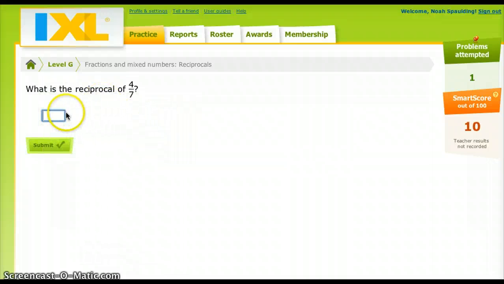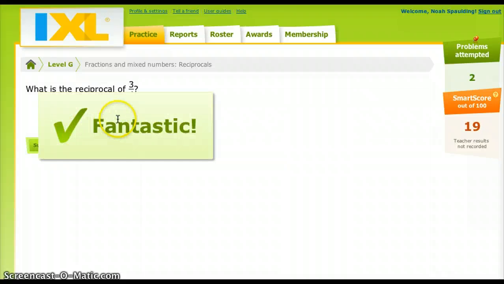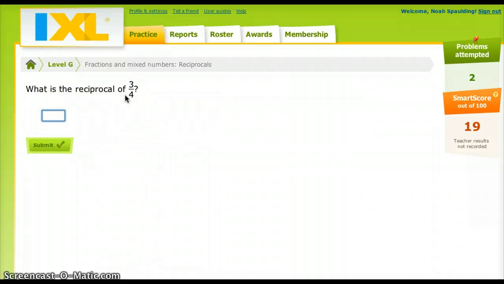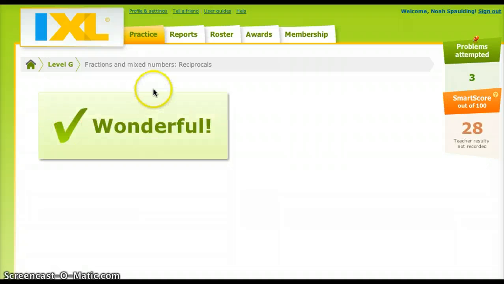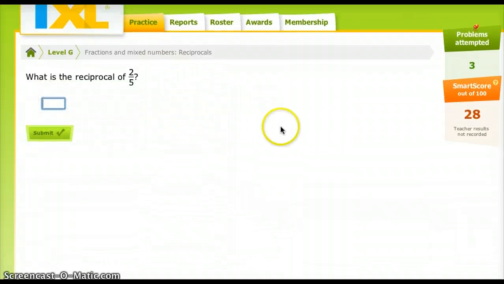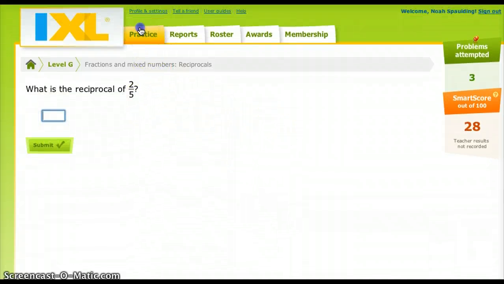Okay, reciprocal of 4/7. We just flip it again: 7 over 4. Okay, and this one's very easy. Reciprocal of 3/4. Again, flip it: 4. Make sure that you choose the slash. I believe that's a front slash. Okay, 4/3. All right, pretty simple. All right, let's go to the next one.